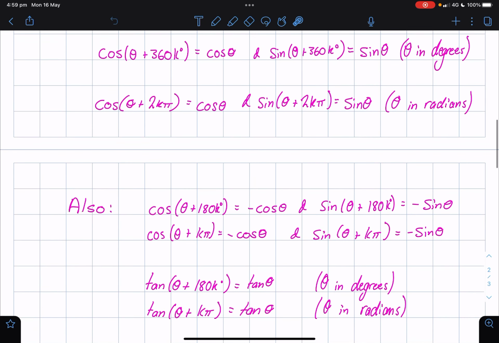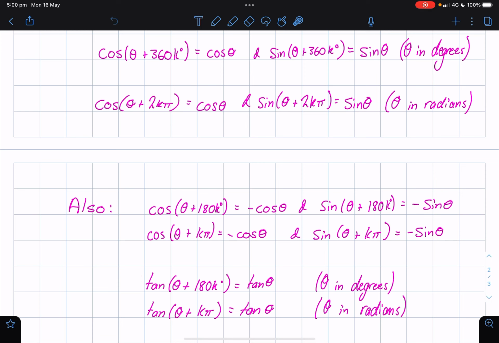I've also got a couple of other cool little periodicity results or formulas that you might come across. If you're adding 180 times some k degrees, so 180, 360, 540, things like that, then the cosine of that is going to be negative cosine of just theta, and same thing with sine. So that's for degrees up the top, and this one's for radians. Remember, pi radians is 180 degrees. K times pi, you're going to get that negative cosine or sine value.